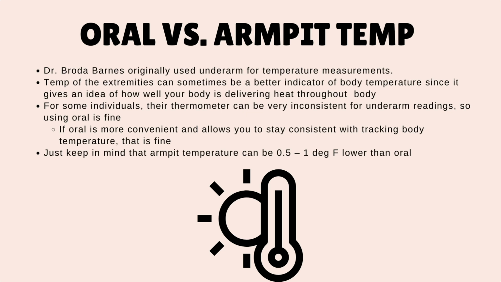So for some individuals, their thermometer, unfortunately, can be very inconsistent for underarm readings, and so using oral is totally fine. We most often use oral because it's a little bit more convenient. So if oral is more convenient and allows you to stay consistent with tracking your body temperature, that is totally fine. Just keep in mind that your armpit can be 0.5 to 1 degree Fahrenheit lower than oral.